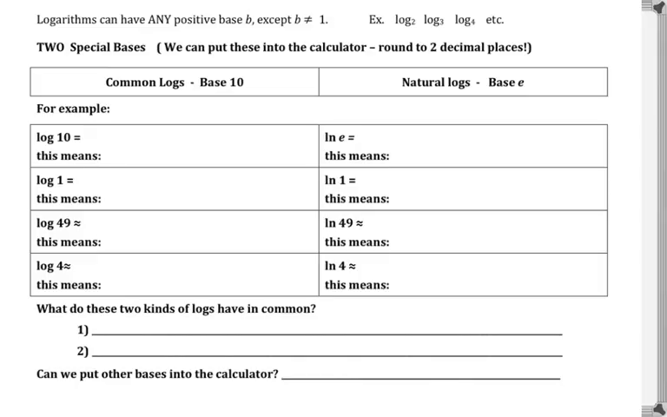Okay, logarithms on page number 8 can have any positive base except for 1. So you cannot have a base of 1. That's not allowed. On page 8, that's just what the first part says at the top. Next, these are the 2 types of bases we can put in our calculator.